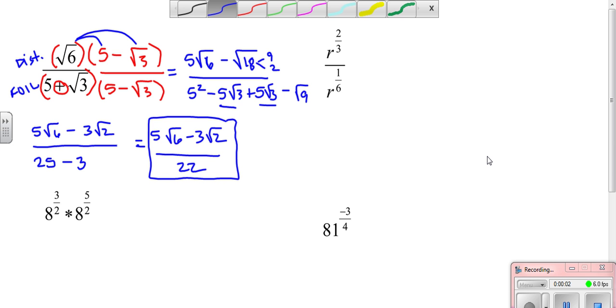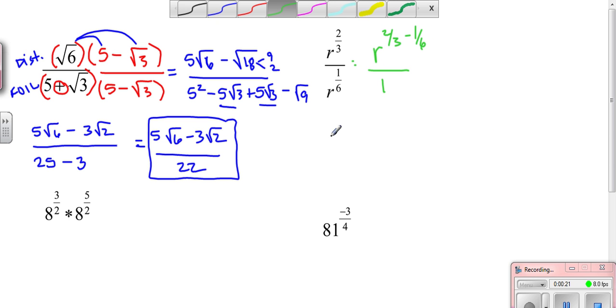Just because we have fractional exponents doesn't mean that anything is more complicated or changed. The rule says subtract when we have like bases being divided. So this becomes r to the 2/3 minus 1/6 power. And remember, that happens in the numerator.